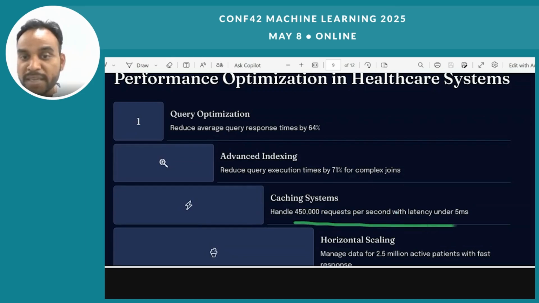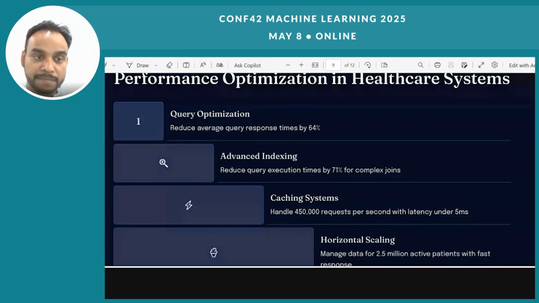450,000 requests per second, with latency under 5 milliseconds. Caching consistency management through write-through policies has shown particular effectiveness in healthcare environments. Research demonstrates that EHR systems implementing write-through caching maintain 99.95% data consistency while processing an average of 8,000 write operations per second. The scalability strategy is basically horizontal scaling and load management.